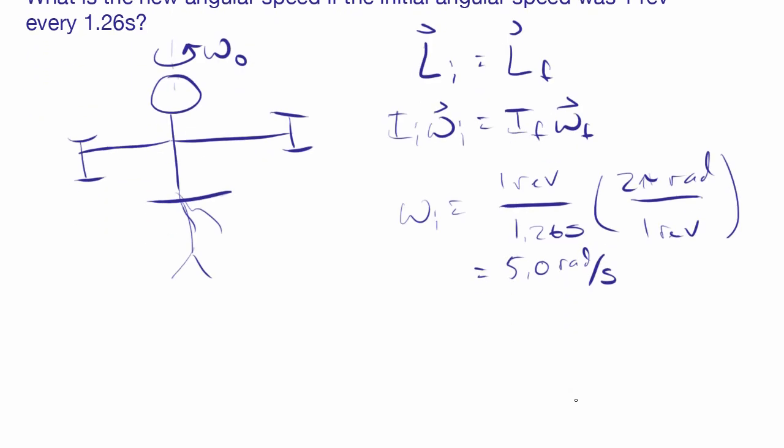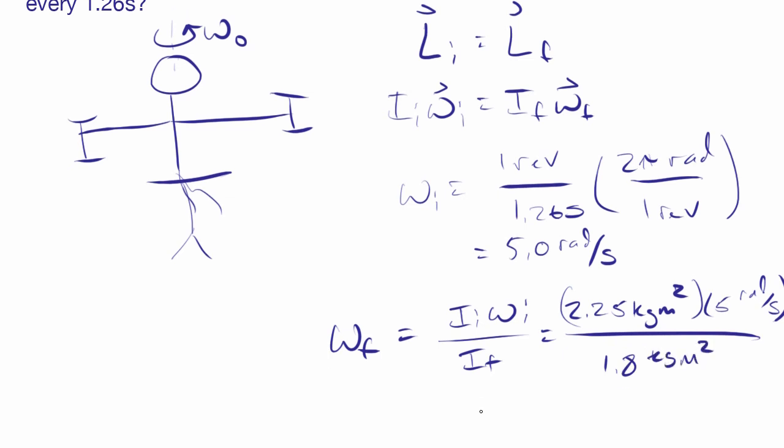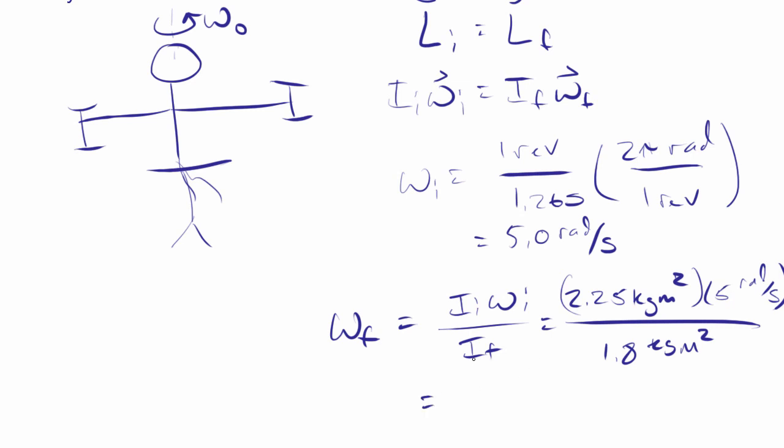Okay, so with that, I know everything I need to know, and I can solve for the final angular speed. It's equal to the initial moment of inertia times the initial angular speed divided by the final moment of inertia. So we have the initial 2.25 kilogram meters squared times 5 radians per second divided by 1.8 kilogram meters squared. All right, do the division, and what you get, and you may know this from experience, is that you speed up. 6.25 radians per second.